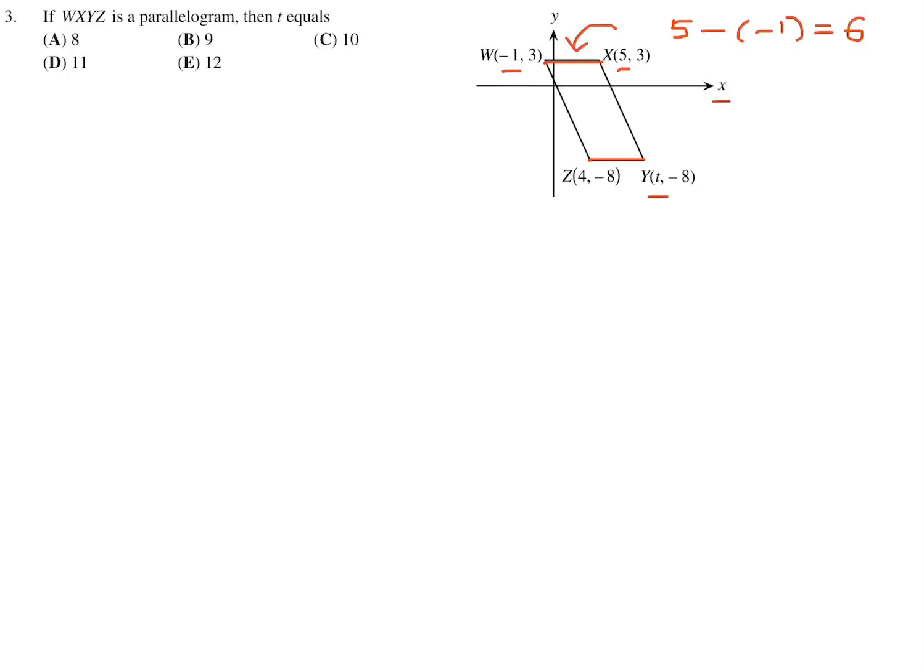So looking at the x-coordinates of Z and Y, it will be t minus 4 is equal to the length, and we know that the length is 6. So there you have it. So therefore t is equal to 10. So the answer to number 3 is C.